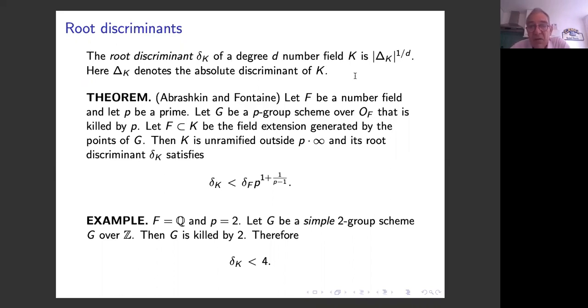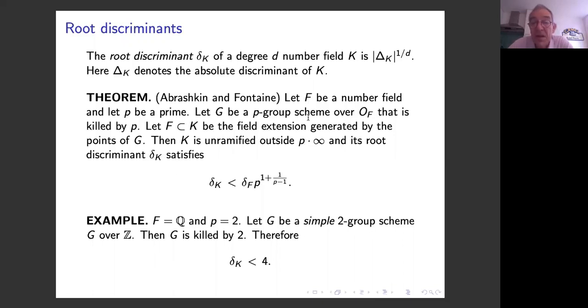And what Abrashkin and Fontaine show is that if you have a finite flat P group scheme, and you adjoin its points to a number field, then it is known that the extension that you get is unramified outside P, because it is a finite flat group scheme, but it is ramified at P. And what they show is that the ramification at P is also very moderate. And this is expressed in terms of the root discriminant.